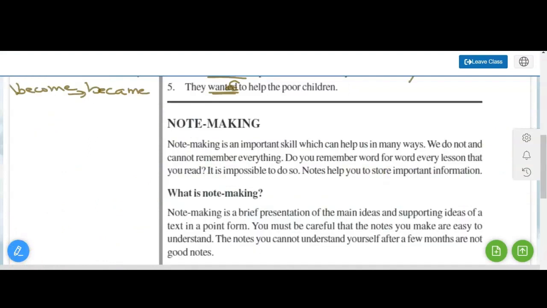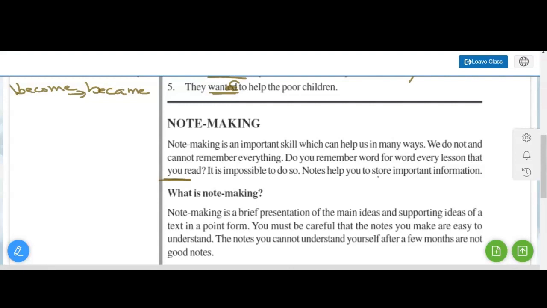Next topic is note making. So how to make notes? Note making is an important skill which can help us in many ways. We do not and cannot remember everything. Do you remember word for word every lesson that you read? It may not be possible to remember everything from the chapter. It is impossible to do so.